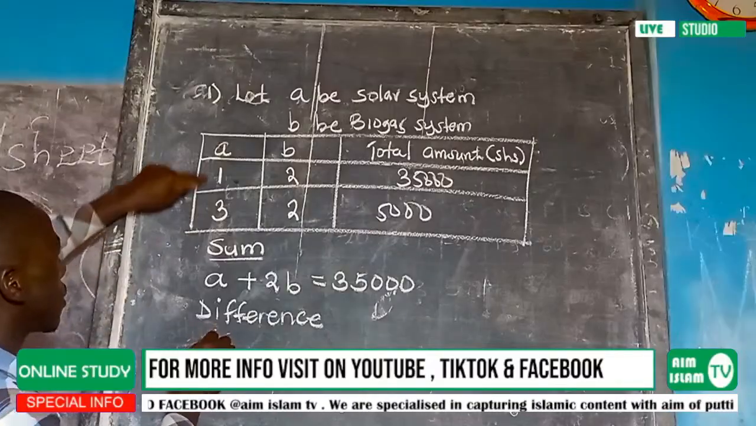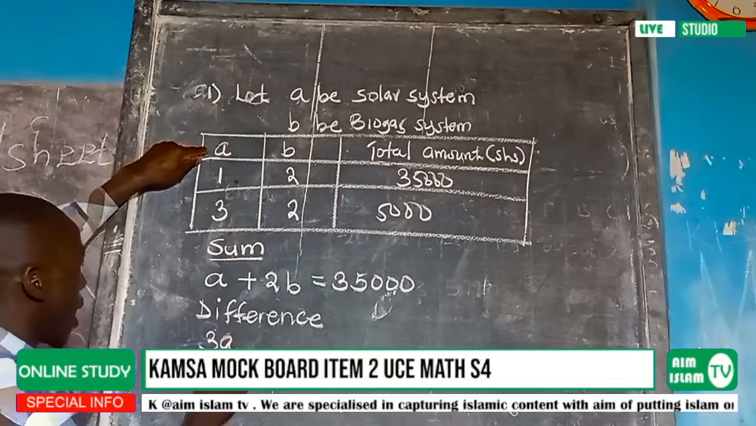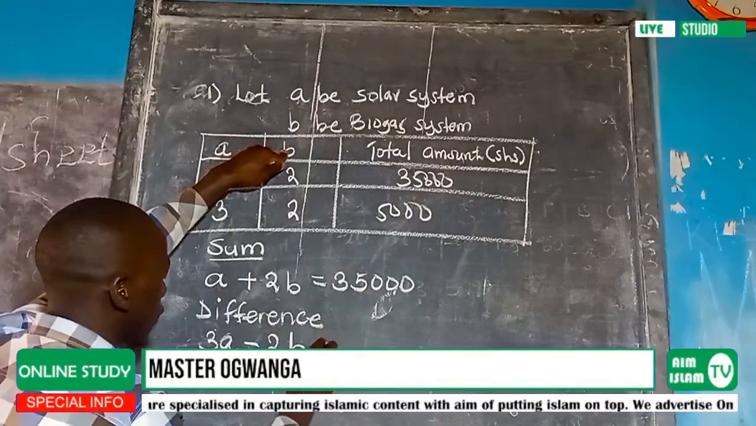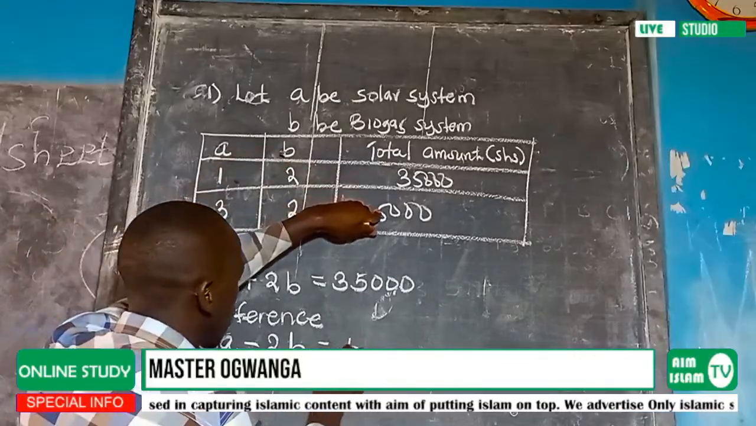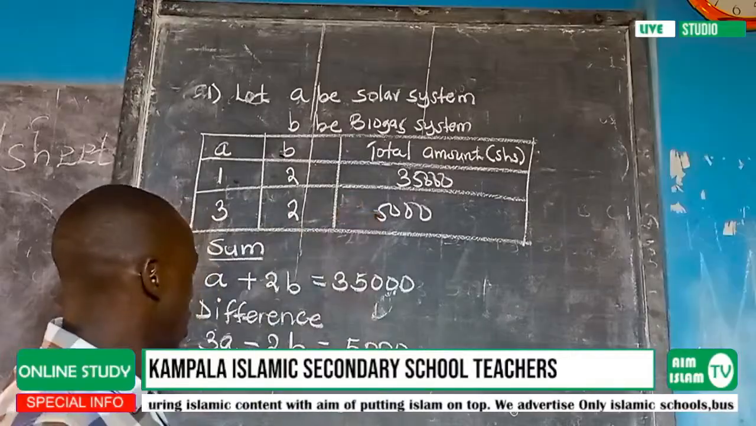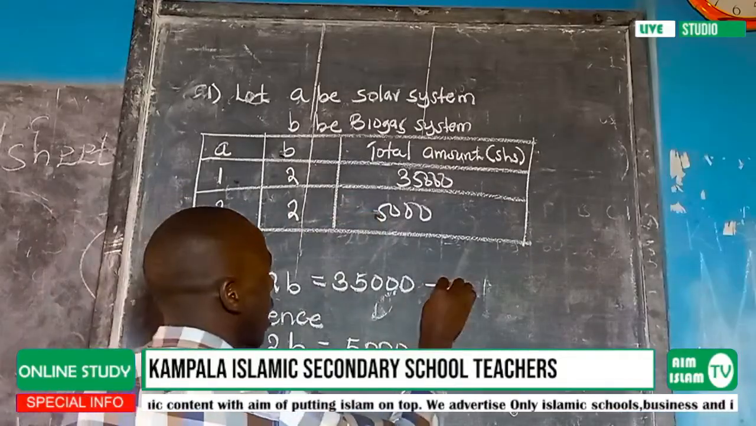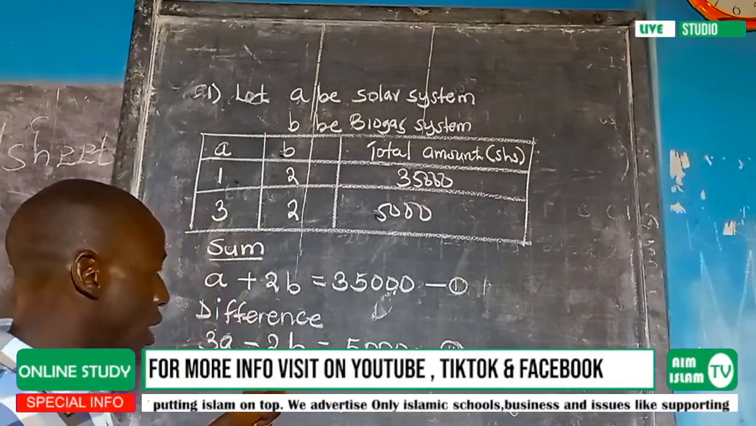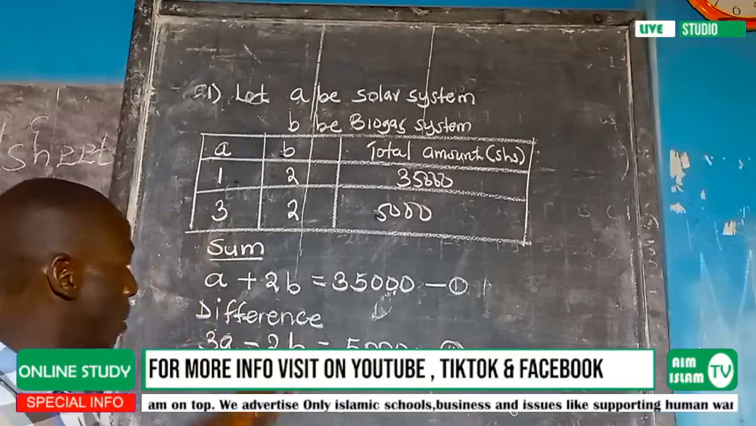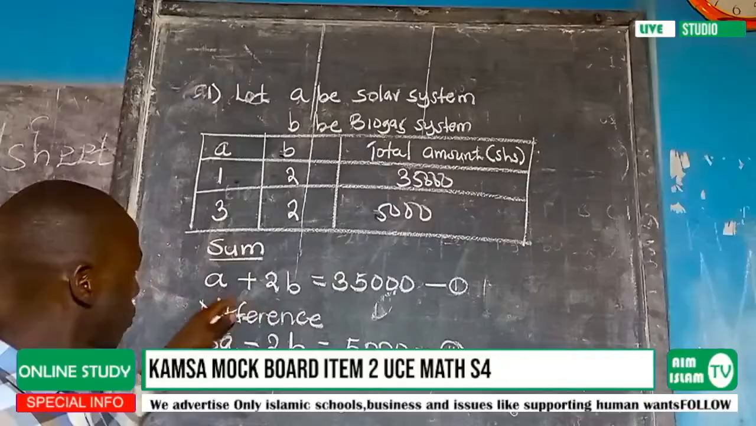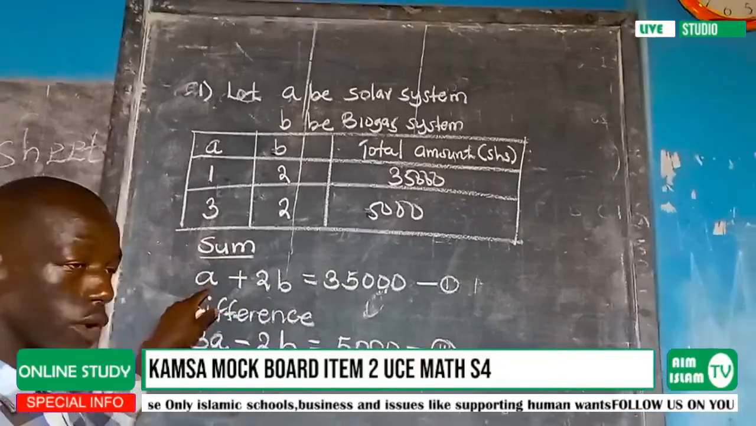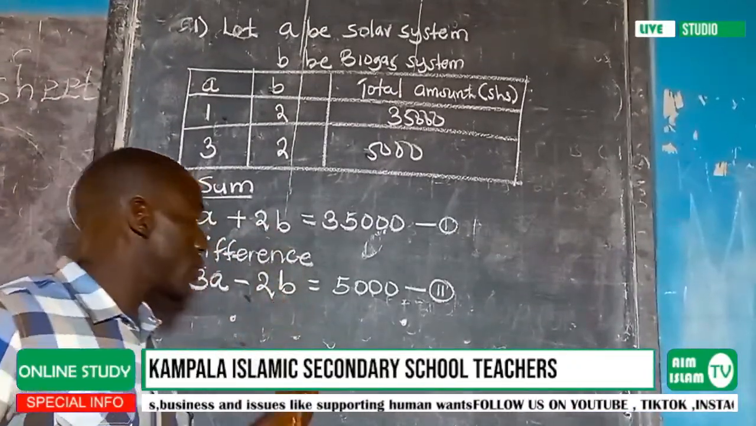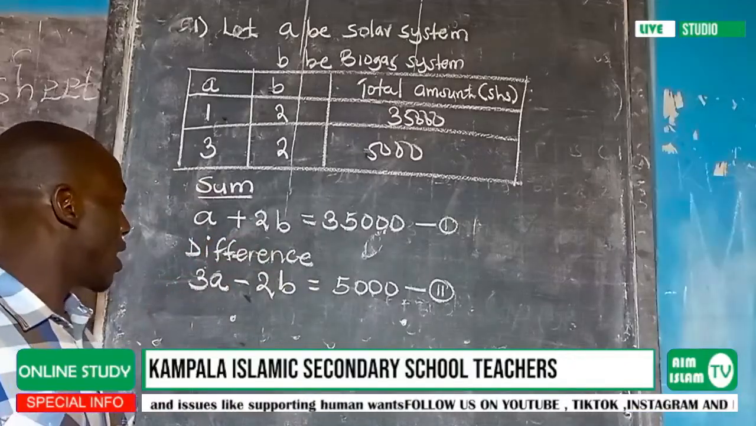So we are going to have the 3, that is the 3A. And then we look at the 2 times their difference of 2B. We will have the answer given as the 5,000. So from these 2 statements, you realize that we'll have 2 equations, and all these 2 equations are given in the form of simultaneous equations, meaning that for us to come up with the price or the unit of each biogas and the unit of the solar system, we have to solve these equations simultaneously to come up with the value of A and the value of B.